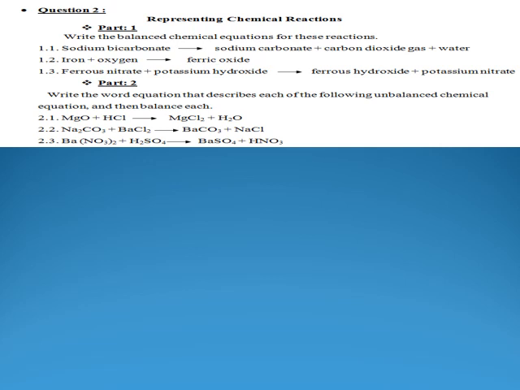For example, sodium bicarbonate. Sodium is Na plus. Bicarbonate is HCO3 minus. What is the charge here? 1. This charge here also is 1. This is minus. So by crossover, it's NaHCO3.